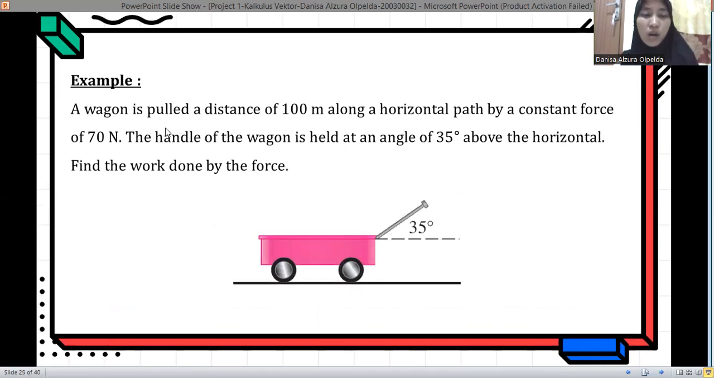Example: a wagon is pulled a distance of 100 m along a horizontal path by a constant force of 70 newtons. The handle of the wagon is held at an angle of 35 degrees above the horizontal. Find the work done by the force. So we have the figure.